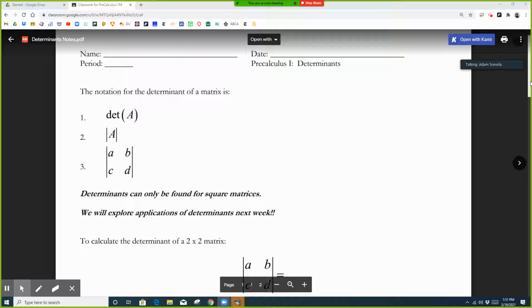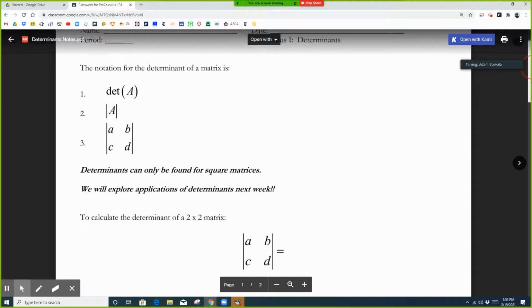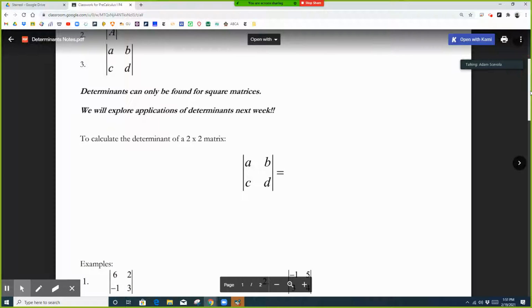So you could do it with a calculator or by hand. You're going to have to know how to do a determinant of a 2 by 2 by hand and with the calculator. For a 3 by 3, I'm going to show you how to find it by hand, but I'm fine with you using a calculator for that, unless you're specifically asked to find the determinant of a 3 by 3. So first, let's start with a 2 by 2.